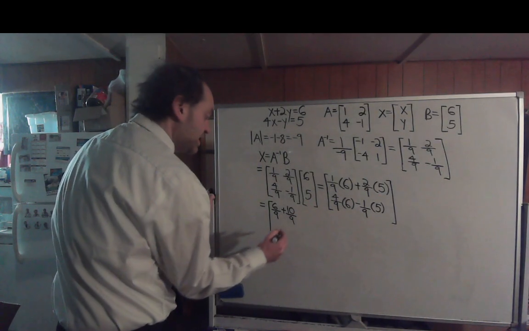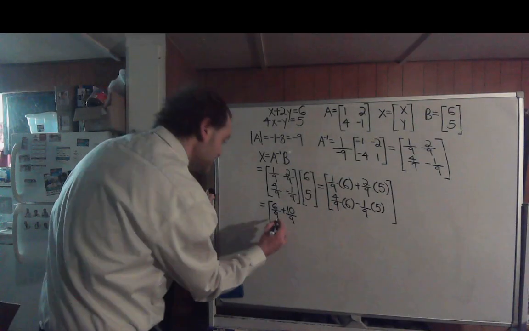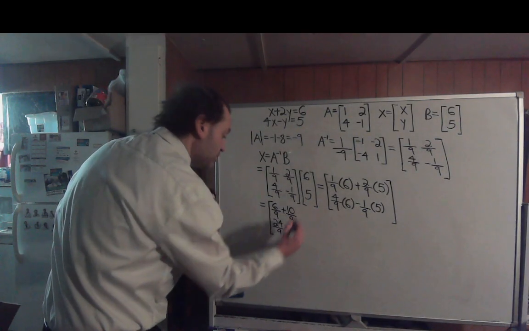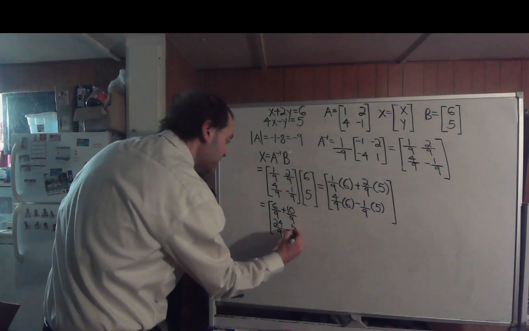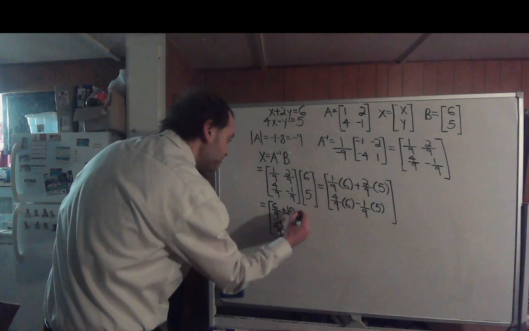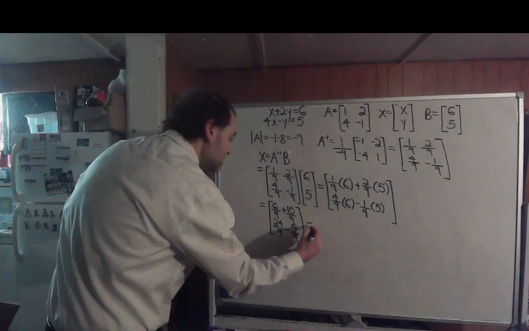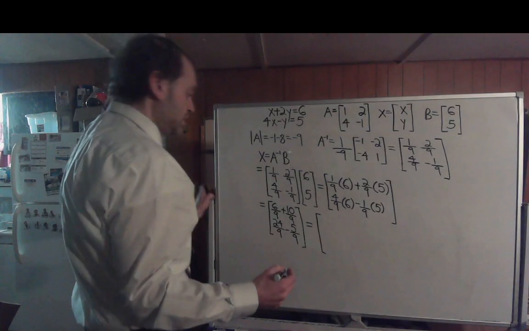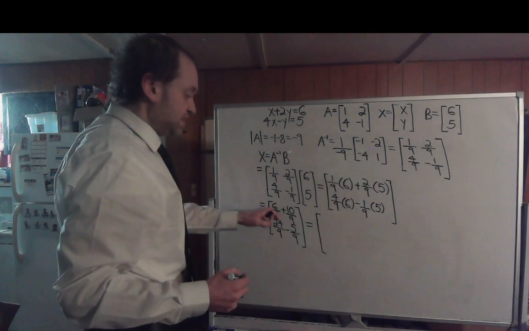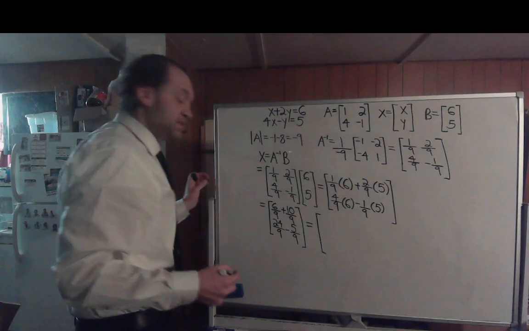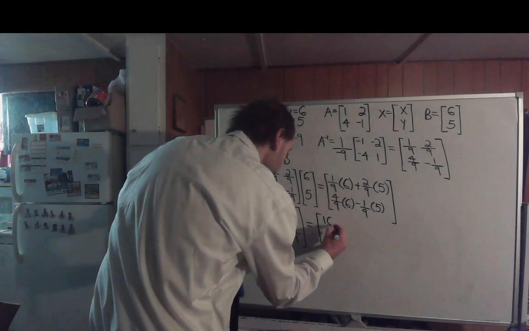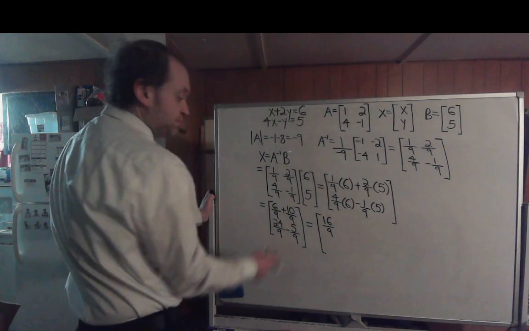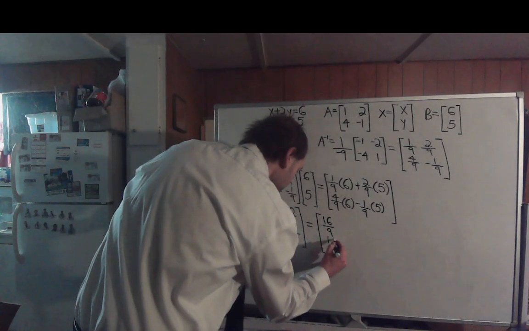And then for the second row, you'll have 4/9 times 6. That would be 24/9. Minus 1/9 times 5. That'd be minus 5/9. So to simplify this more, let's see, 6/9 plus 10/9 is 16/9. That doesn't reduce any further, unfortunately. Now 24/9 minus 5/9, that's just 19/9.